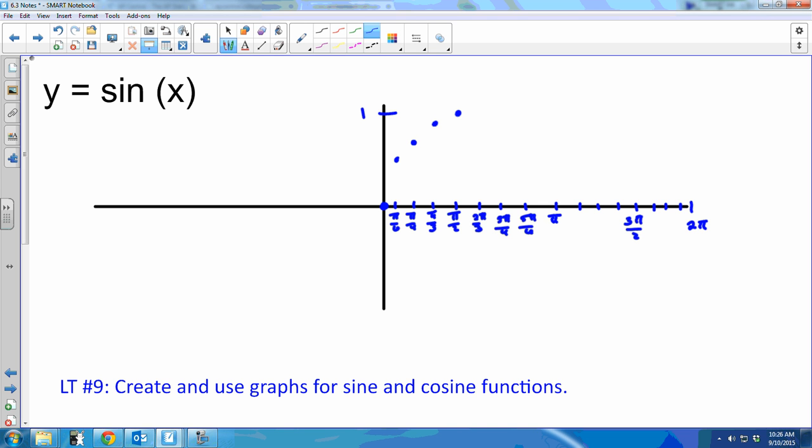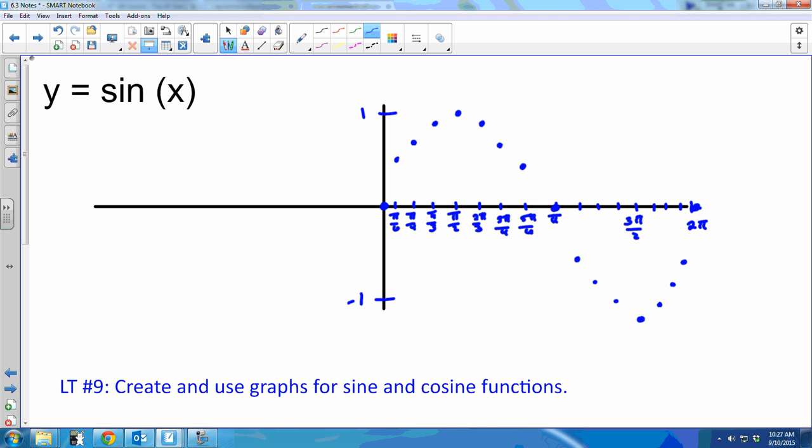So then I would keep going. At 2 pi over 3, we have square root of 3 over 2. And at 3 pi over 4, the square root of 2 over 2. And at 5 pi over 6, you're back at 1/2. And at pi, you're back at 0. Right, I'm getting those values straight from the unit circle. You keep going. Then at 7 pi over 6, you're at negative 1/2, and then negative square root of 2 over 2, and negative square root of 3 over 2, and negative 1. And then you keep going, and you have negative square root of 3 over 2, negative square root of 2 over 2, negative 1/2, and 0.